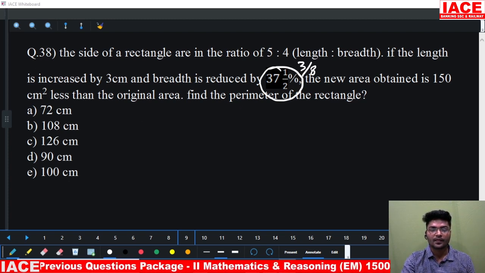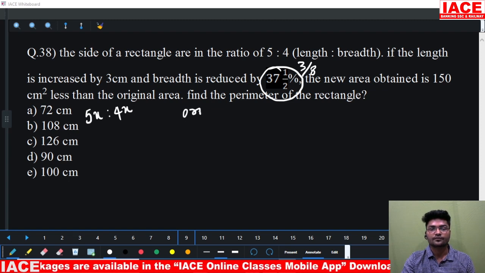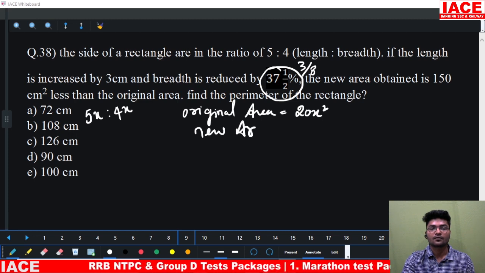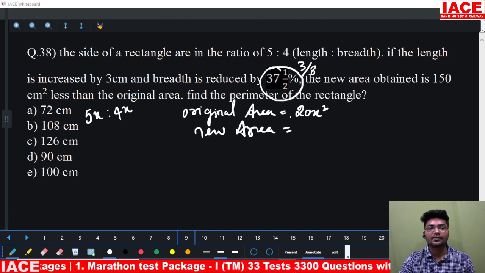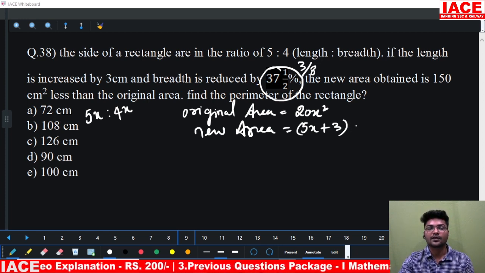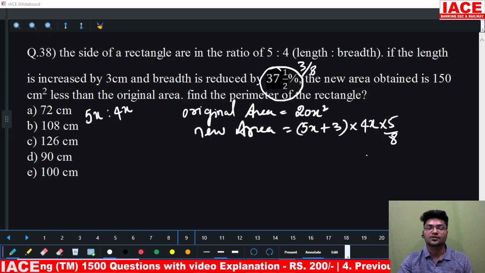So let me say that my original length to breadth ratio is 5x and 4x. Original area will be 5x into 4x, how much? 20x square. Now the new area: length increased by 3 centimeters, so 5x plus 3, and breadth reduced by 3/8. That means 4x into 5/8.